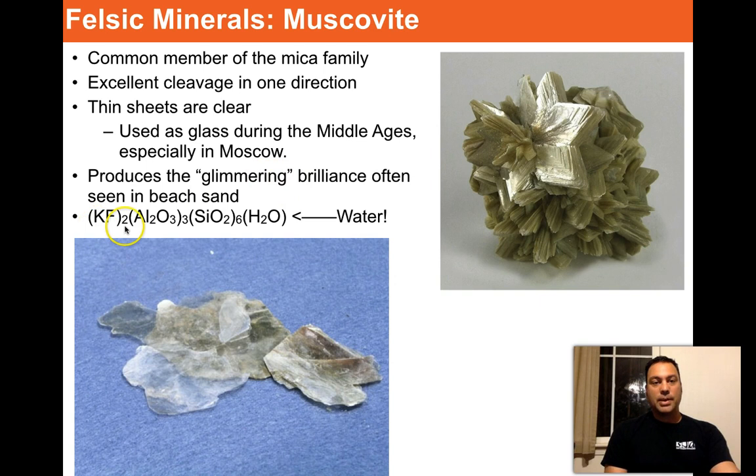And here's the complicated chemical formula. The only thing I want you to take out of it is not only does it have aluminum and silicon in it, but it has water in it. And when we get into talking about volcanoes, you'll understand exactly how important minerals with water are. So muscovite's got water. That's important.